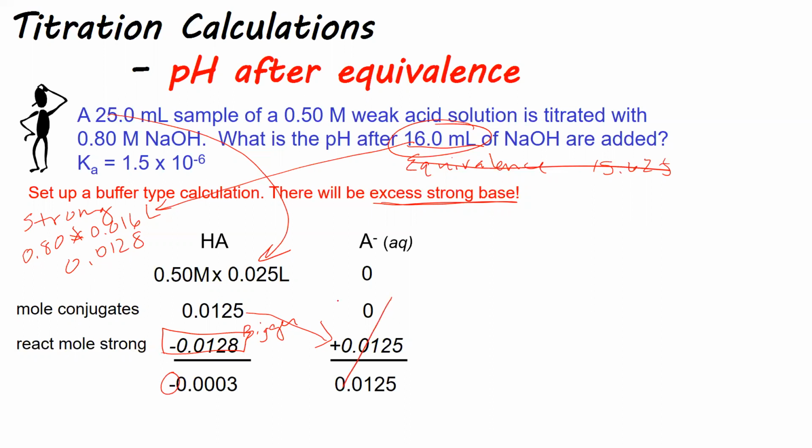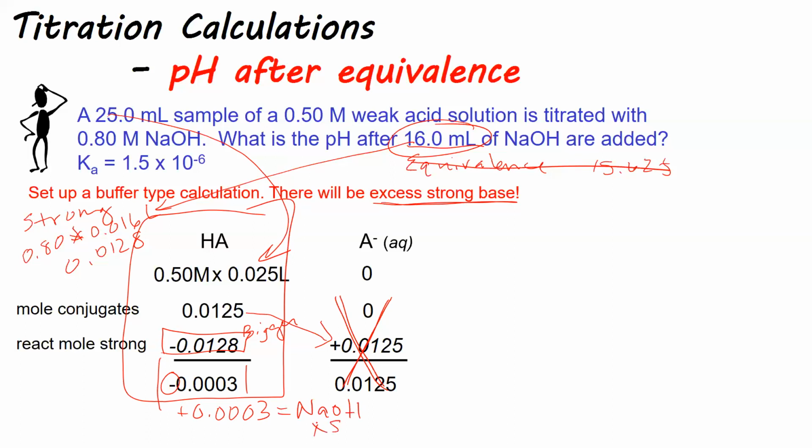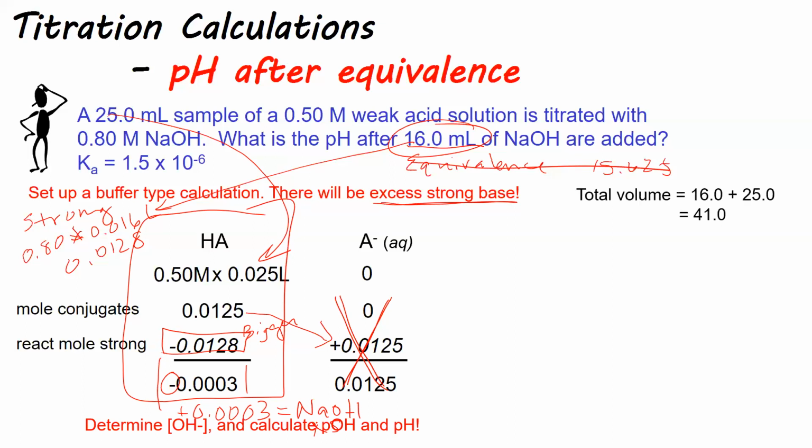And this is what I have over here, but this part doesn't even matter. It's this part we're worried about. All right, so really, we just want to know what the extra is. So I'm going to treat this as absolute value. So plus 0.0003 is my excess sodium hydroxide. So I need to find the concentration of that, and then I can find the pOH and pH. All right, so I'm going to determine the concentration and calculate the pOH and the pH.